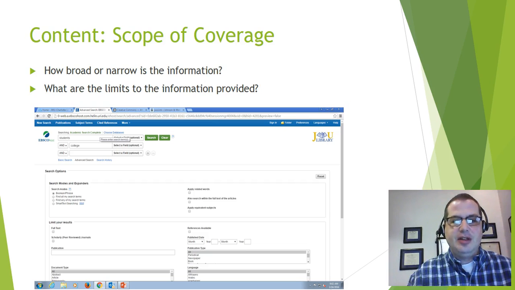Or it could be the opposite. The scope could be very broad, covering the whole topic and touching on all facets. So that's something to think about and write about when you're doing your annotated bibliography.